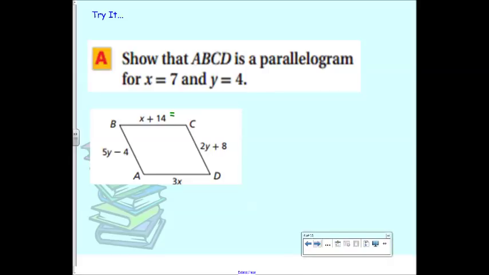All right, what's x times 3? 21. All right, so those are congruent. What about the opposite ones? This would be 16, because 5 times 4 is 20 minus 4 is 16. Okay, what about over here? 4 times 2 is 8, plus 8 is 16. Okay. Do you need to do anything else? No. Why? The opposite sides are congruent, therefore this has to be a parallelogram. That's it, okay? So the opposite sides are congruent.